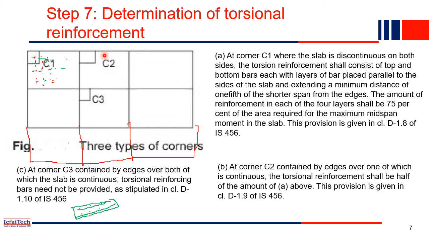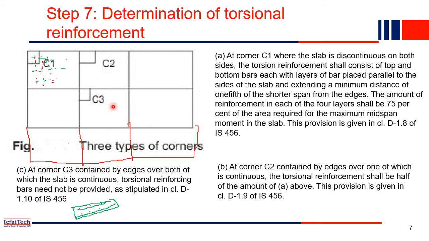Now in case of C2, what will happen? Three sides are continuous, right? Only one side is discontinuous. So whatever reinforcement you provided in case of C1, half that amount you have to provide in C2. And here the bars are provided along only one direction, whereas in C1 we provided both directions, right? In C2 we have to provide in only one direction to restrain the slabs in the original position. And in case of C3, the slab is continuous over all edges.